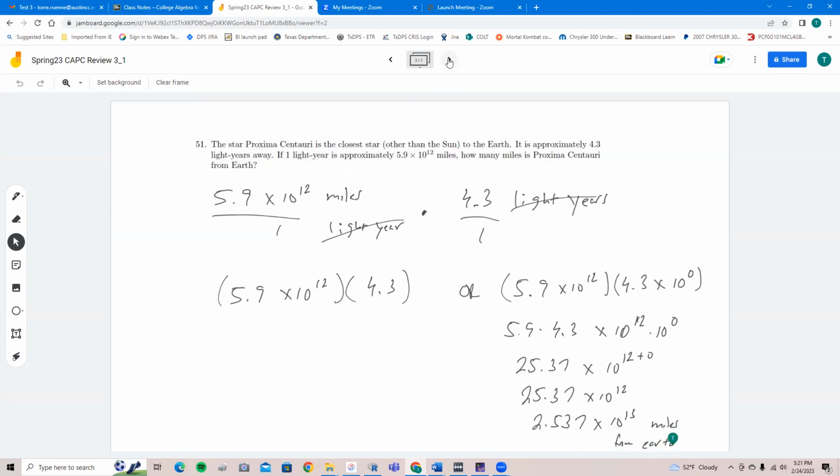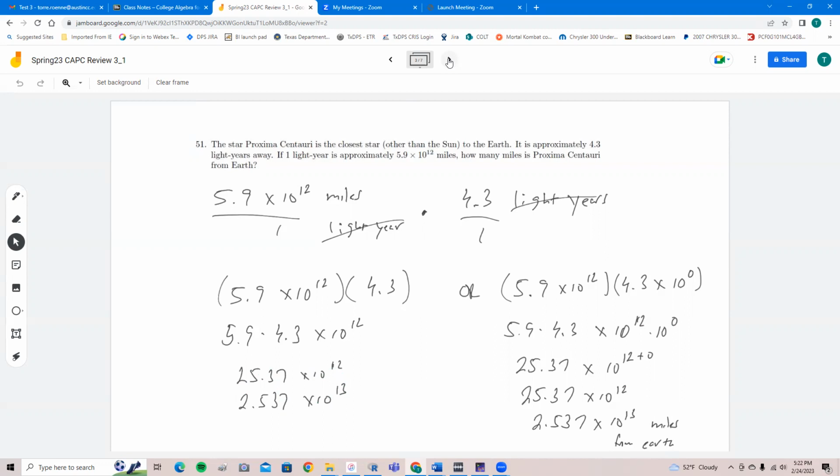From Earth. And this way, I can just distribute. Actually, no, I don't distribute. I just rearrange. So I'd have 5.9 times 4.3 times 10 to the 12th. And I just do this multiplication again, 25.37 times 10 to the 12th. But then to convert it to true scientific notation, 2.537 times 10 to the 13th. Doesn't matter which way you do it, miles from Earth. Okay, how far is that? It's about 25 trillion miles, a long way.